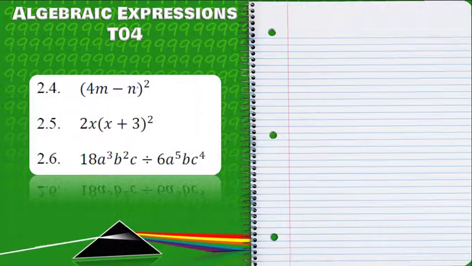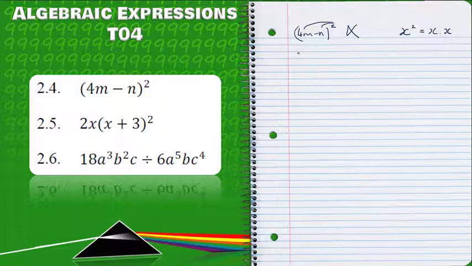Question 2.4. This is a bracket squared. Now what a lot of people do is they would go and say 4m minus n squared, and then they'll just take the square in. This is very wrong, because if I have x squared, it's the same as saying x times by x. So what I'm going to do is I'm going to expand this.